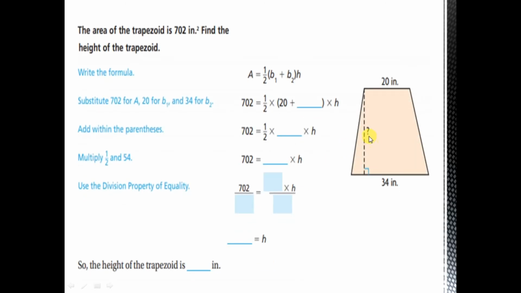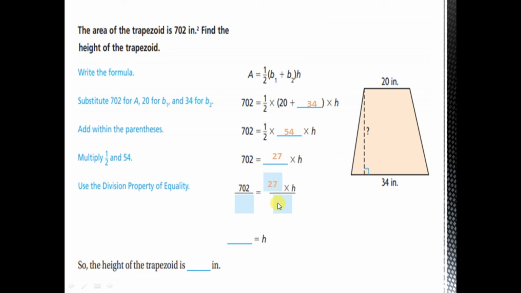If I have an unknown H, but I know the area here is 702, equal half multiplying by base number 1 is 20 plus base number 2 is 34 and the H is unknown. First, solve the parentheses. 20 plus 34 will be 54. Then divide 54 by 2 will be 27. Then to put this H alone on one side, I have to get rid of 27 by doing the inverse operation. The inverse of multiplication is dividing by 27 on both sides.